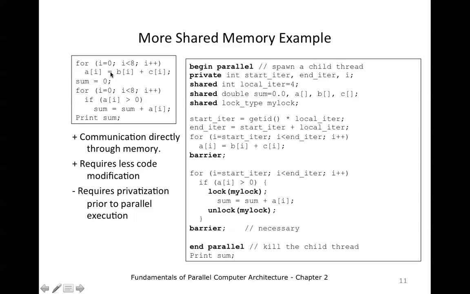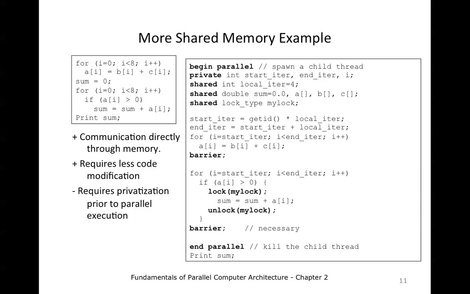Suppose I have the following code. I have 8 iterations of a for i loop. I want to add elements of array B and array C and put that in array A. Then I have another loop in which I want to check the value of array A, and if it is positive, I'm going to accumulate that in sum. Remember that we use the shared memory programming model. It means all the threads can see the same thing.